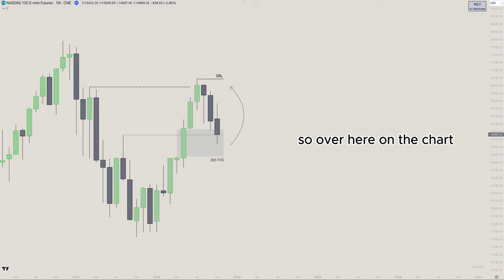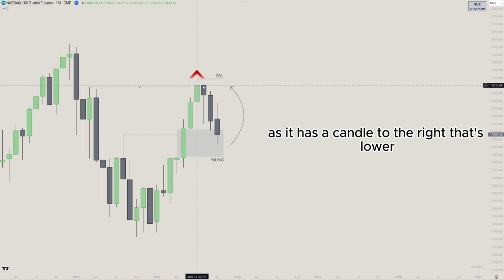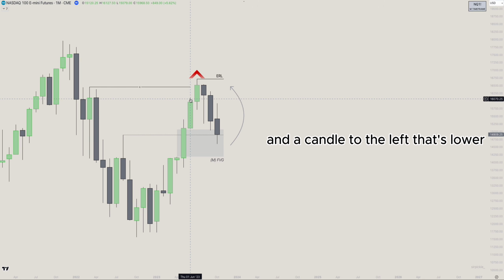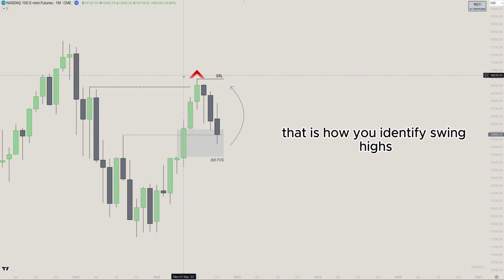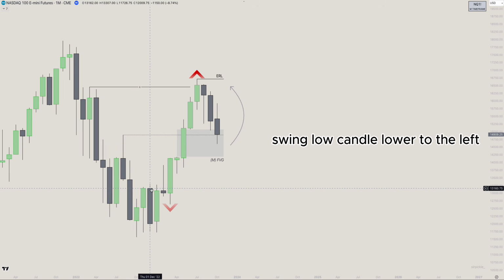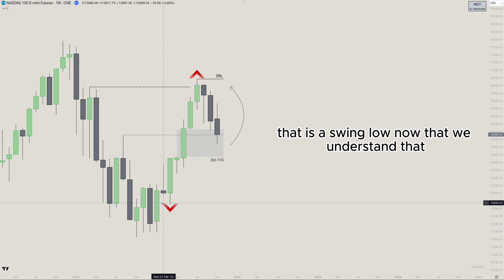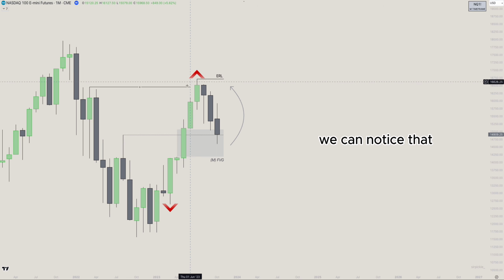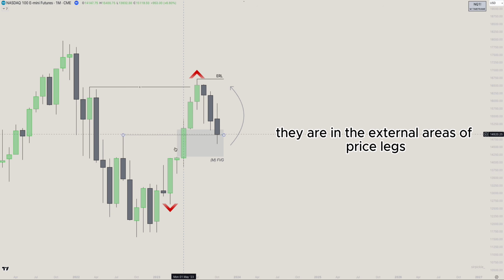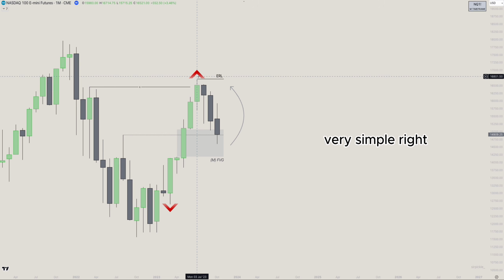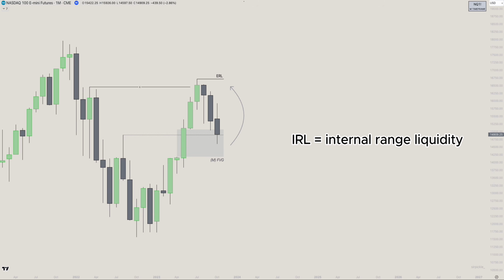So, over here on the chart, as you can see, this is a swing high as it has a candle to the right that's lower and a candle to the left that's lower. That is how you identify swing highs. Swing low, candle lower to the left, candle higher to the right. That is a swing low. Now that we understand that, we can notice that they are in the external areas of price legs. Very simple, right?